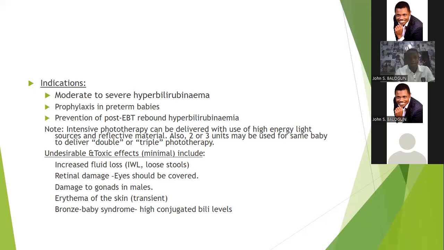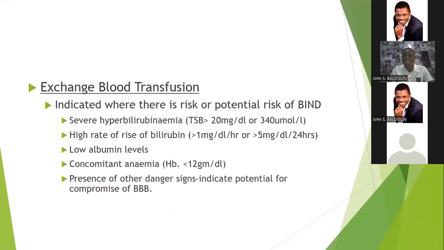Sorry, please. So now the next is exchange blood transfusion. Now, when is exchange blood transfusion indicated? One, when there is severe hyperbilirubinemia with total serum bilirubin that is greater than 20 milligrams per DL, which is equivalent to 340 micromole per liter. Once you see this, it is an indication for exchange blood transfusion.